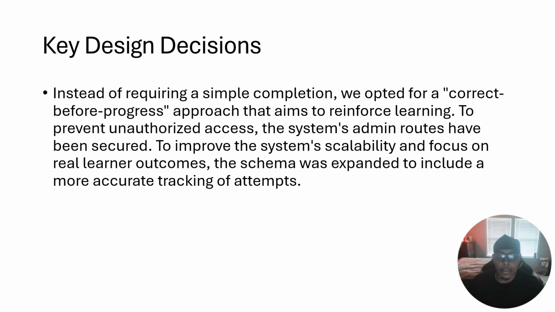On this slide, I will be talking about the key design decisions we made for this Sprint 4. Instead of requiring a simple completion, we opted for a correct-before-progress approach that aims to reinforce learning. To prevent unauthorized access, admin routes have been secured. This improves the system's scalability and focuses on real learner outcomes. And the schema has been expanded to include more accurate tracking of attempts.